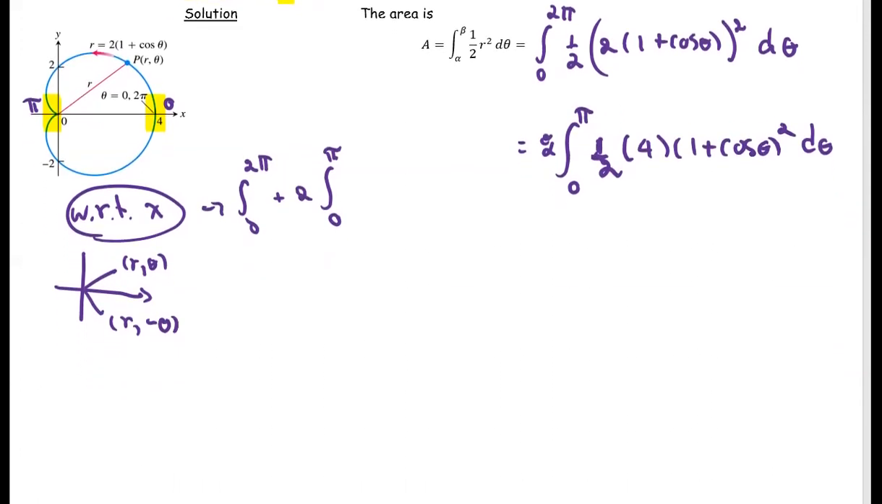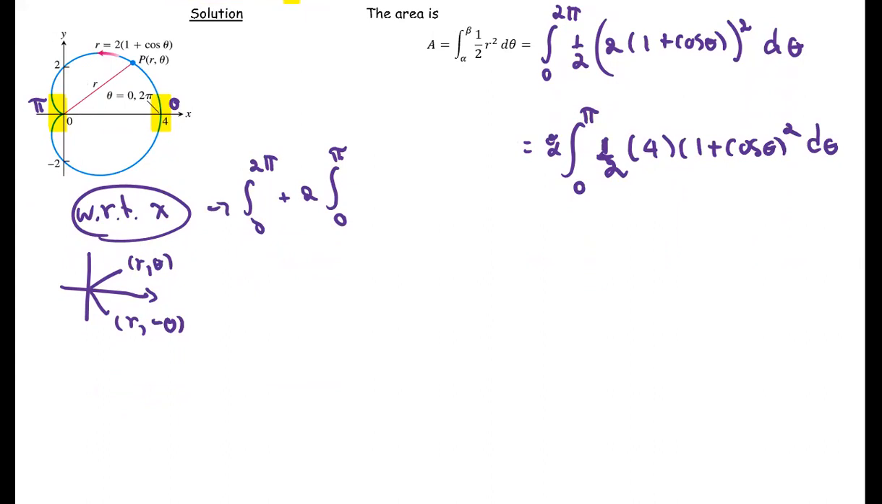We got the setup done. And next we're gonna work on simplifying the integrand before we find the antiderivative. 2 and 2 reduce, we still have the 4 times the quantity, and then expand the power 2, which gives us 1 plus 2 times cosine theta plus cosine squared theta with respect to theta.